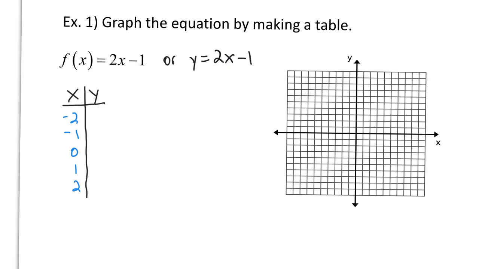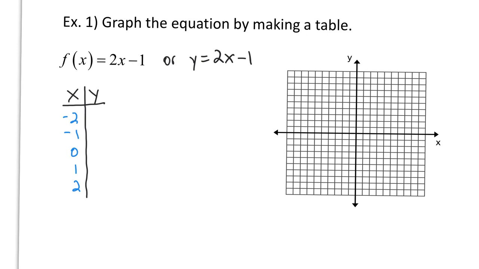Now, like I said, your teacher might tell you something different, but you can use any numbers. If you already have a table on the paper with x values, you don't have to worry about choosing x values. You just use the ones they give you. But right now, we're going to use these numbers here.